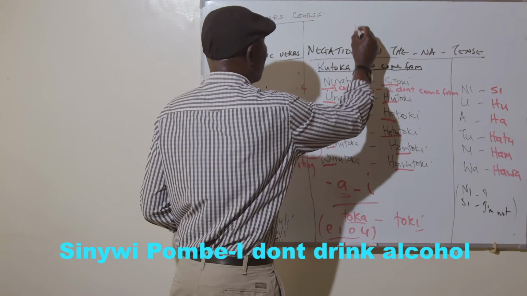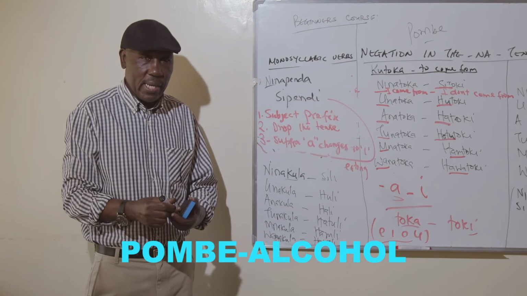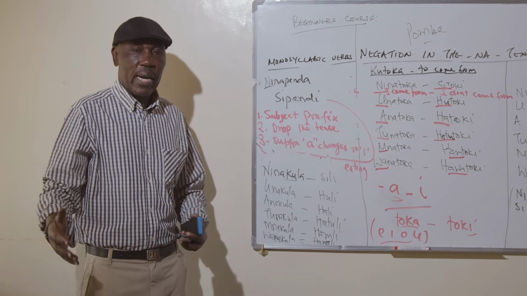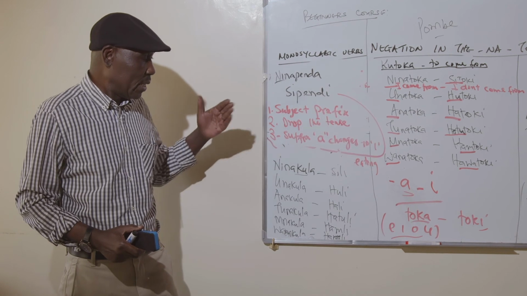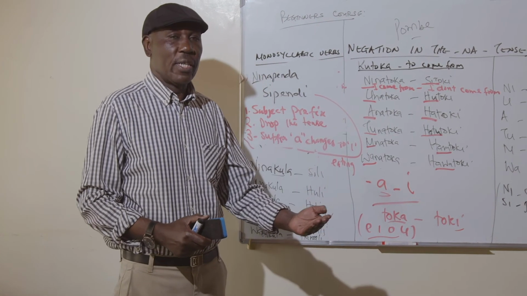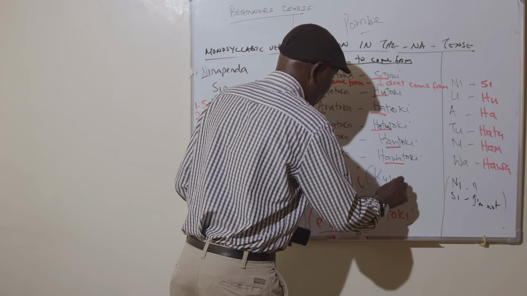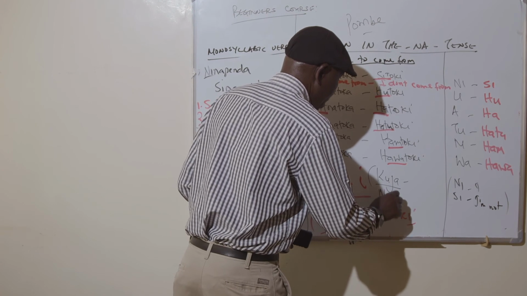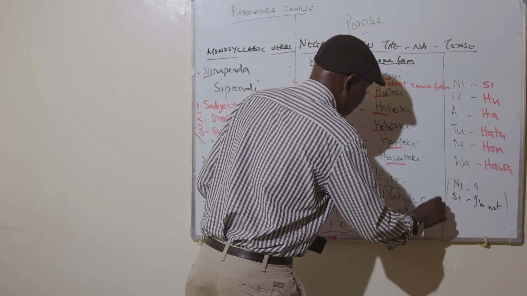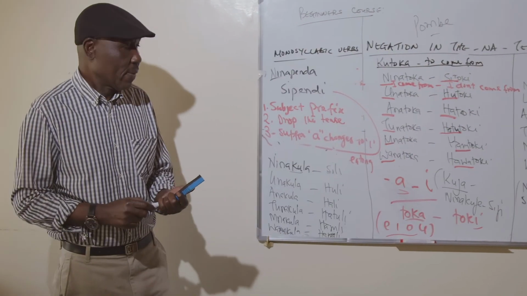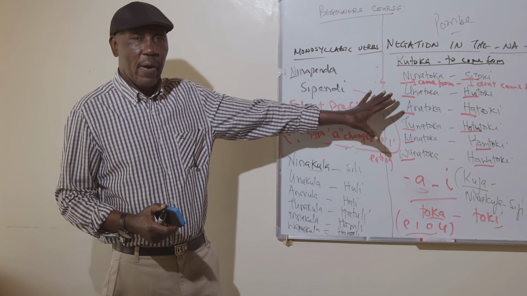Pombe is alcohol. So if somebody says sinywi pombe, it basically means I don't drink alcohol. And kuja, which is to come: you say ninakuja, it becomes siji. Ninakuja becomes siji. And I think that was all to explain on our negation.